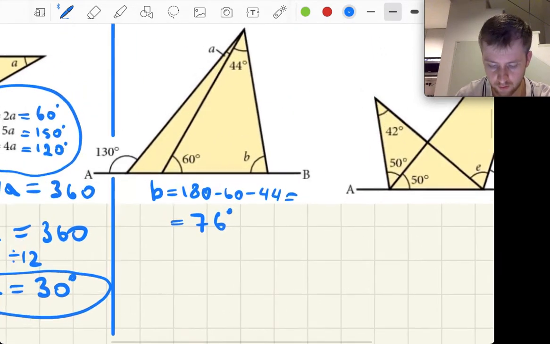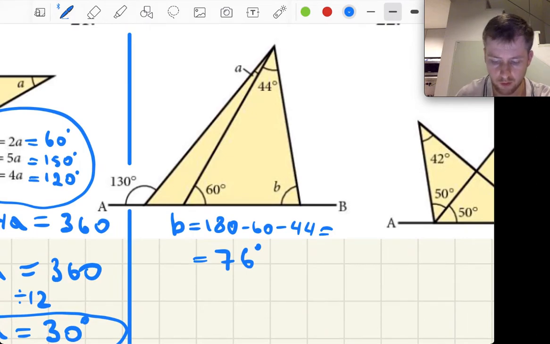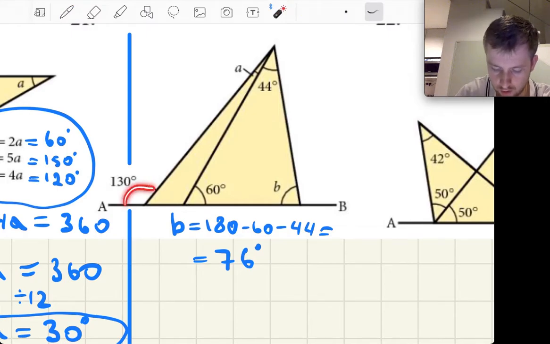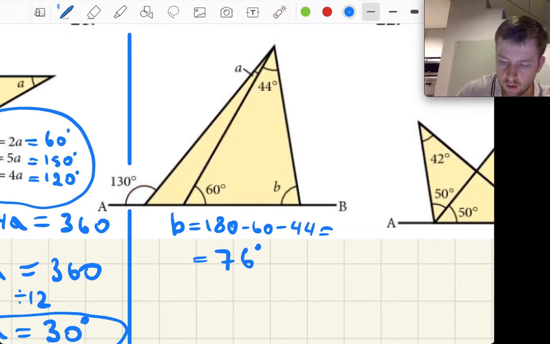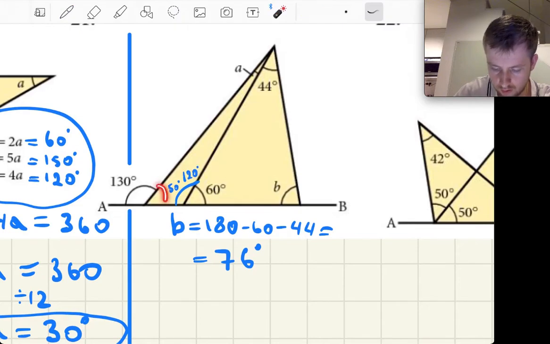And so to find A, we have to figure out some more angles. So we can figure out this one quite easily. Again, these two are angles on a straight line. They should add up to 180. So this one will be 50 degrees. This angle here will be 120 for the same reason, because these two add up to 180.